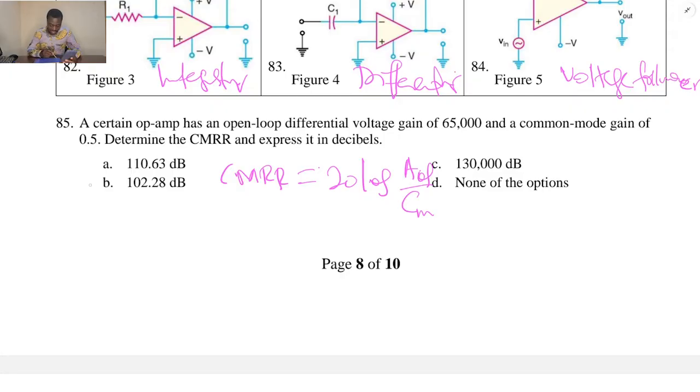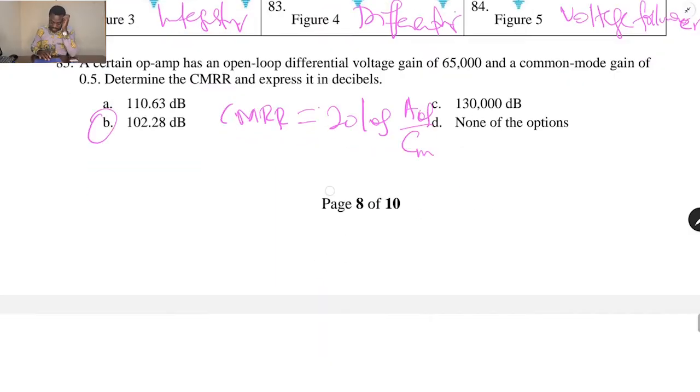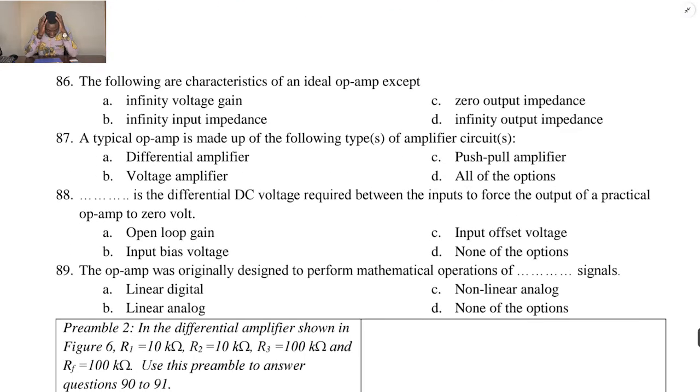So we get this one. The answer will be what? 102.2 decibels. Now, question 8 says the following are characteristics of an ideal operational amplifier, except.